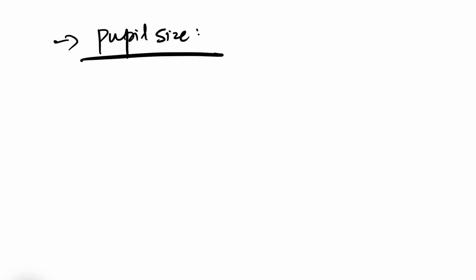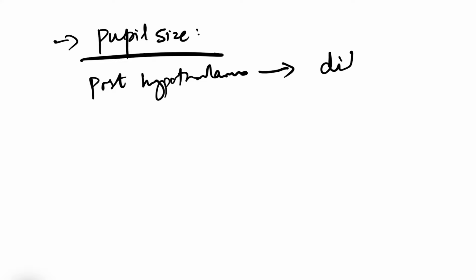Not only the heart, other systems also. For example, regulation of the pupil size in the eyes. Whenever the posterior and the lateral part of the hypothalamus is stimulated, what will happen? It will cause dilatation of the pupil.